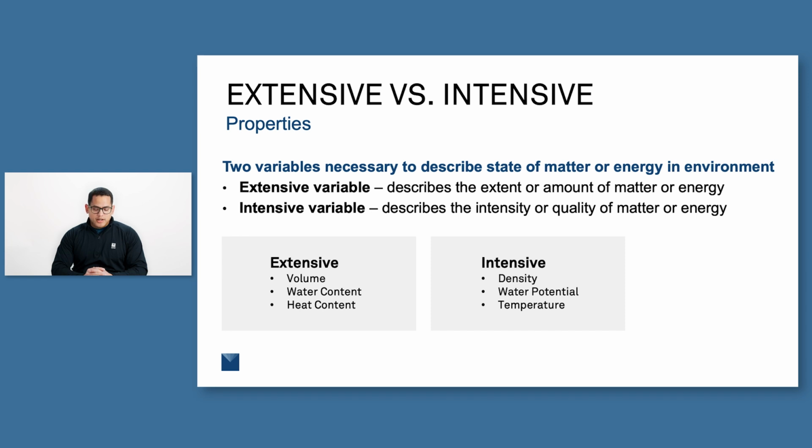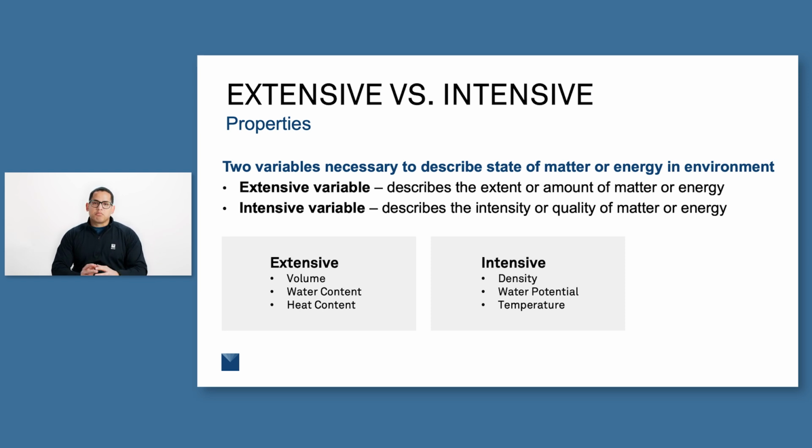I use this example often where we're talking about extensive versus intensive properties. It's important to understand that there are two variables necessary to describe the state of matter or energy in the environment. This is true in many different cases. You need the extensive variable, which describes the extent or the amount of matter or energy that is there, and then you have the intensive variable, which describes the intensity or the quality of matter or energy.